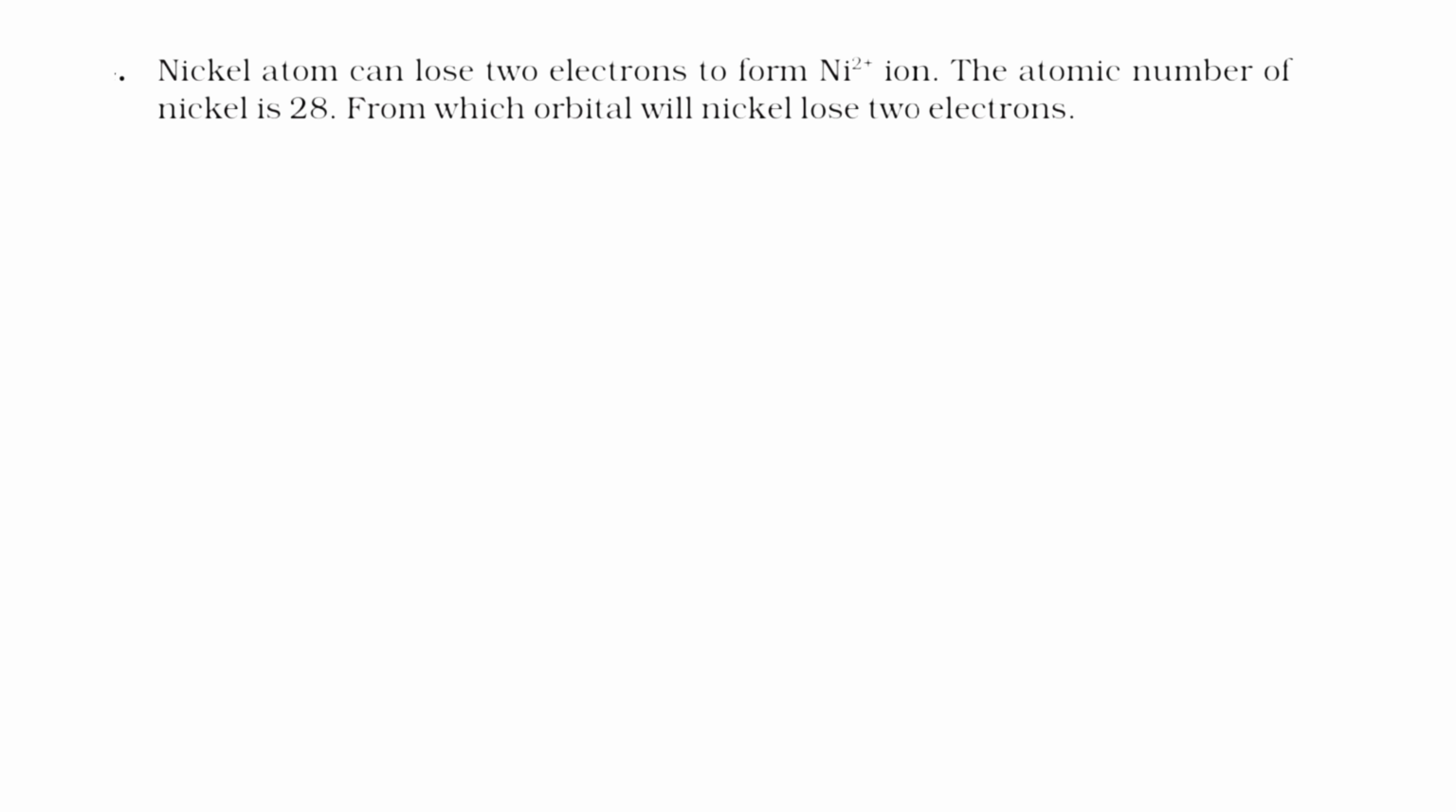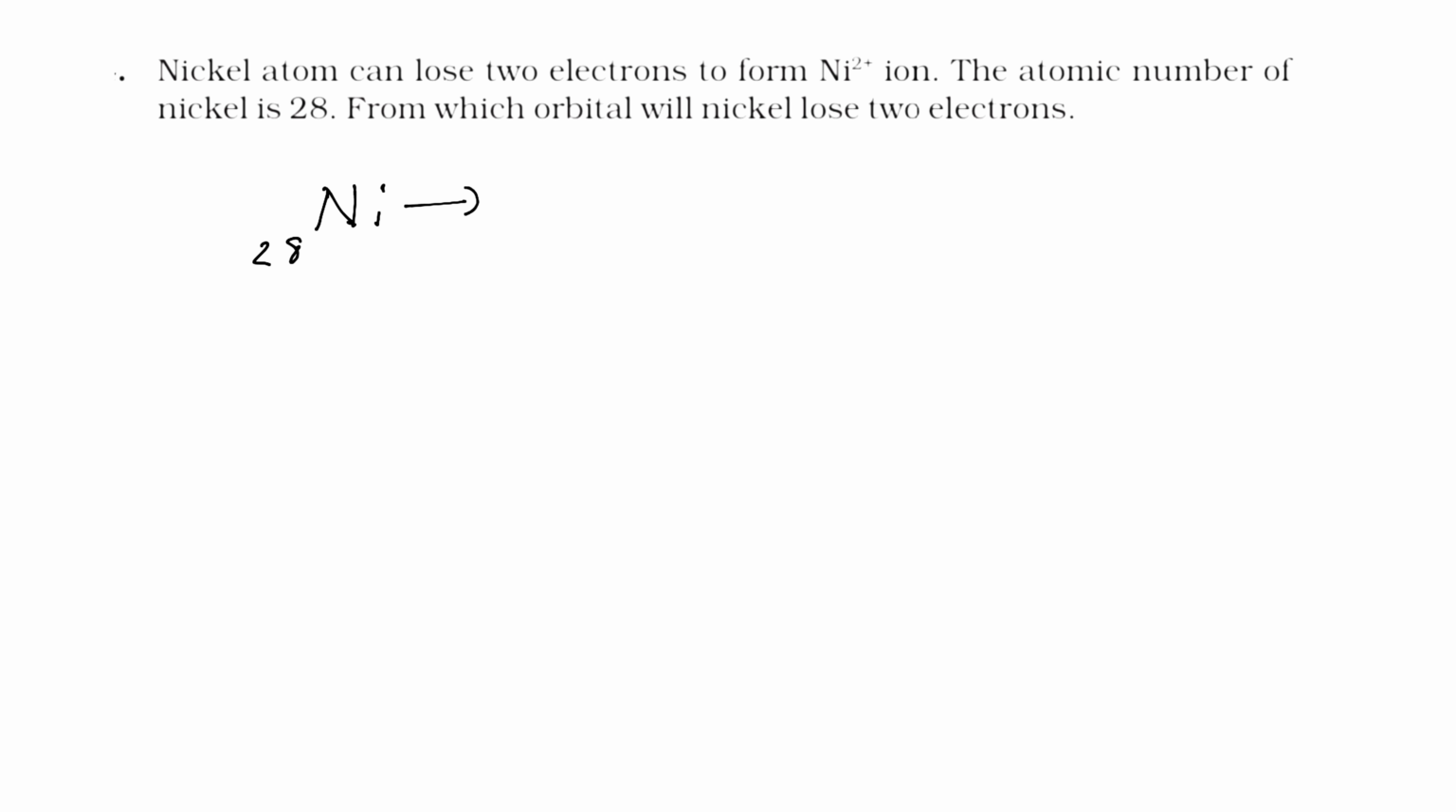A nickel atom can lose 2 electrons to form the Ni2+ ion. The atomic number of nickel is 28. From which orbital will nickel lose 2 electrons? Very easy question, right? Okay, we can check it out. First, we can write the electronic configuration of nickel, not Ni2+, okay?